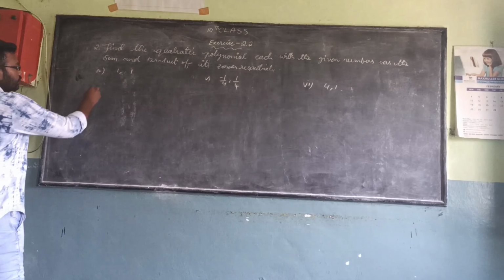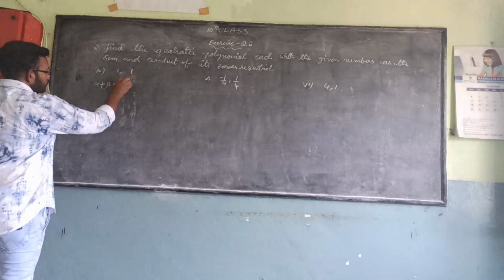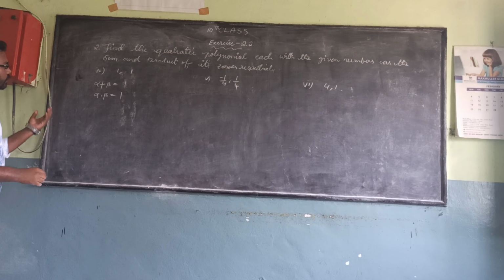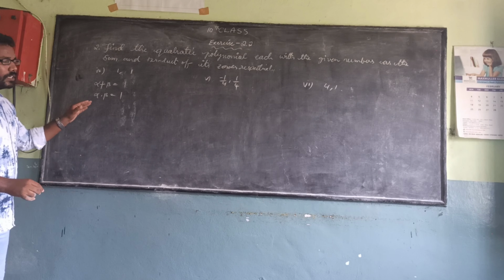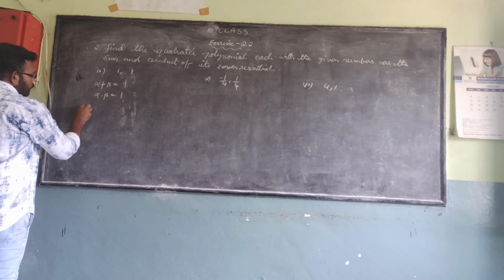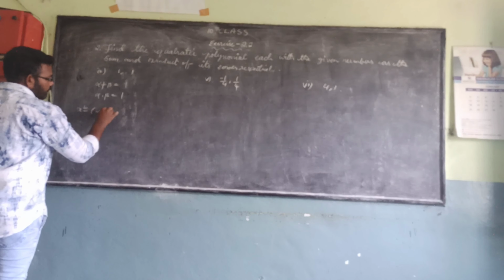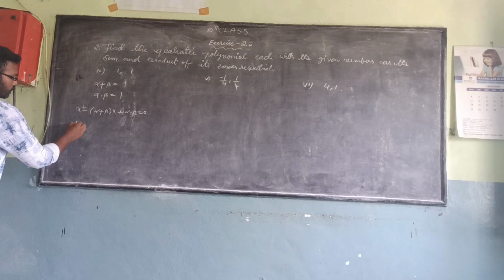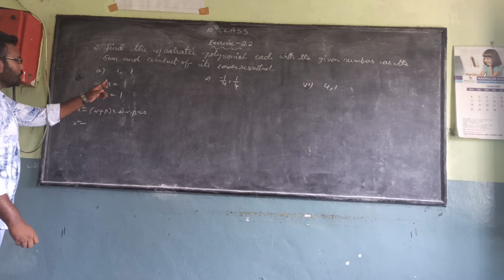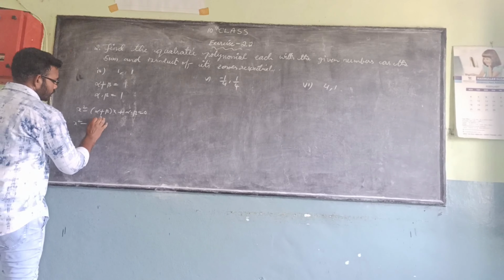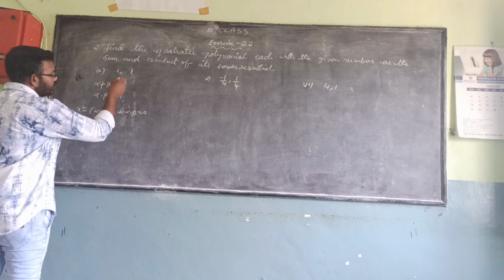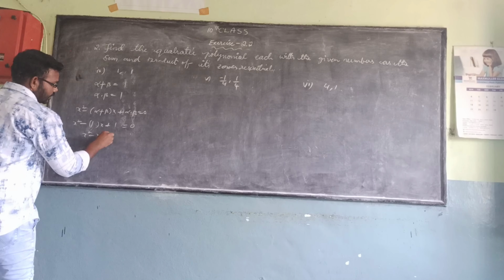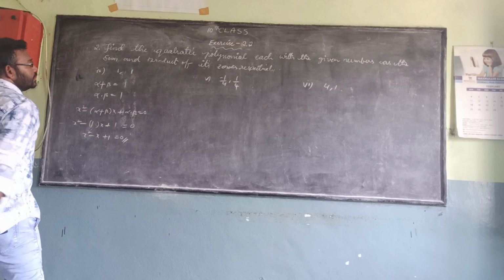The fourth question is here given that alpha plus beta is equal to 1 and alpha into beta is equal to 1. Here the quadratic equation when the sum of the roots and product of the roots are given: x square minus of alpha plus beta into x plus alpha into beta is equal to 0. So x square minus 1 into x plus 1 is equal to 0. x square minus x plus 1 is equal to 0. This is the required equation here.